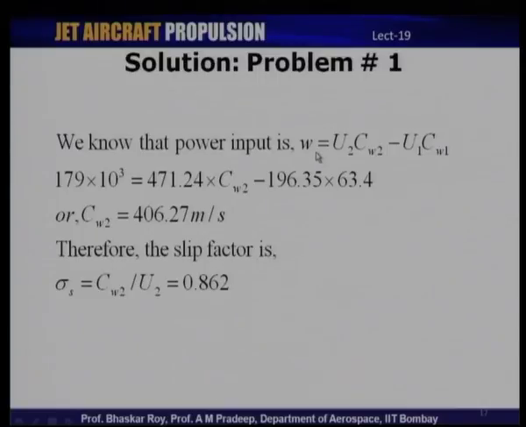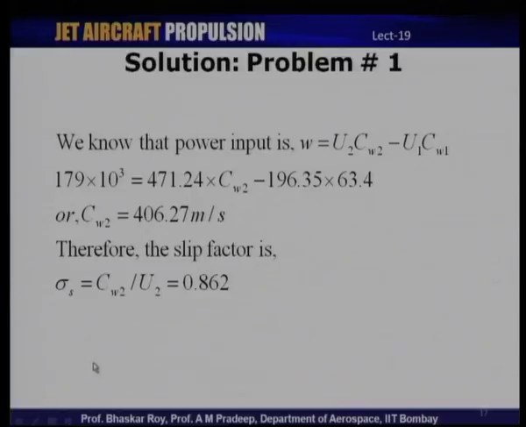So, as I mentioned, work done is also equal to U2 Cw2 minus U1 Cw1, and we have already calculated work done per unit mass from Cp times delta T naught, which was 179 kilojoules per kilogram. So, 179 into 10 raised to 3 is equal to U2, which is 471.24, into Cw2 minus U1, that is 196.35, into Cw1, that is 63.4. So, from this we can calculate Cw2, which is the tangential component of the absolute velocity at the outlet of the impeller.